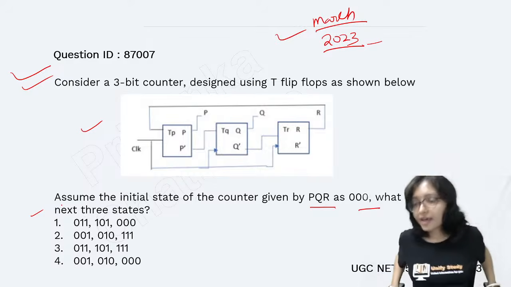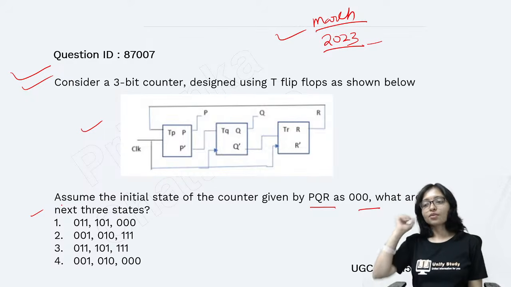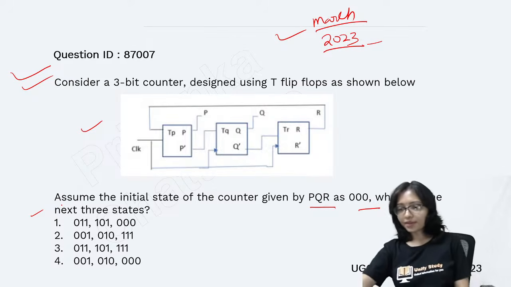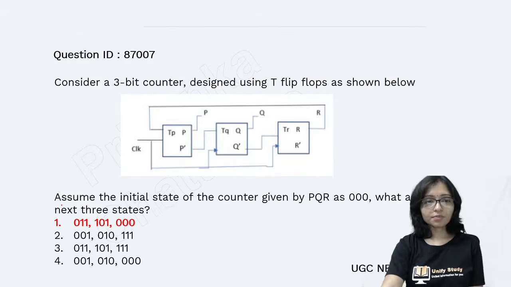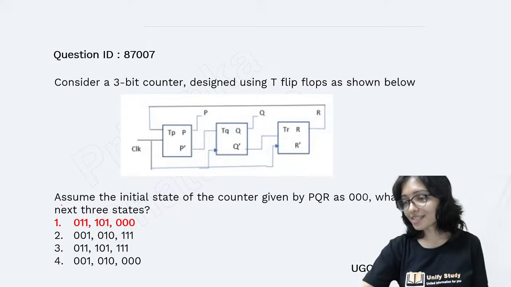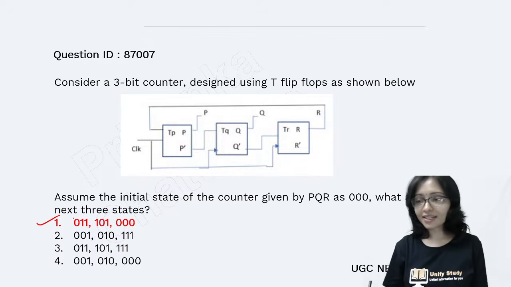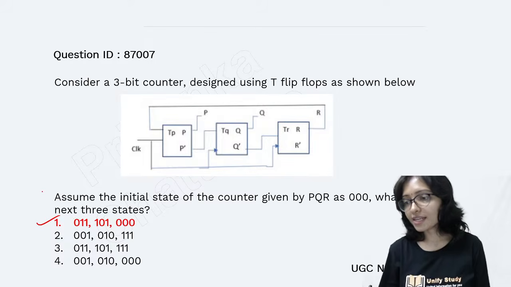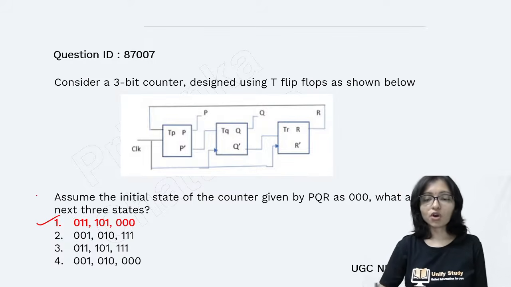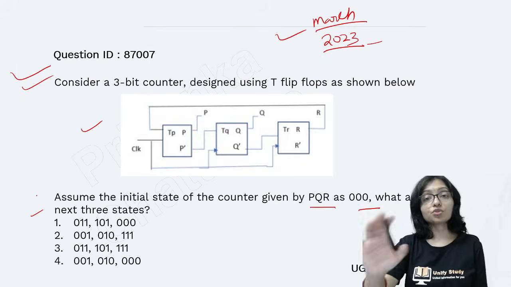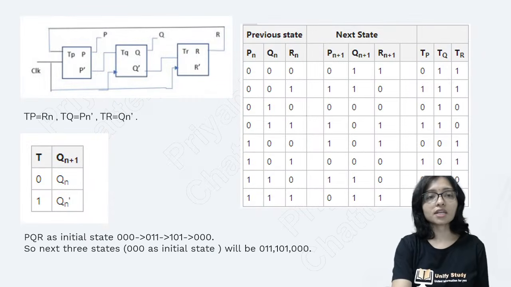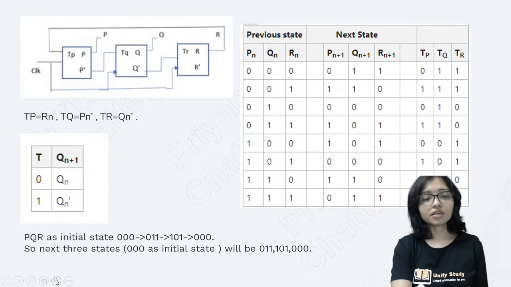What will be the answer? Answers are coming. Okay, I can see option B. So many students are telling option B, but option B is wrong. Option 1 is the correct answer. You are telling wrong. How to understand? You have to think. You have to understand.